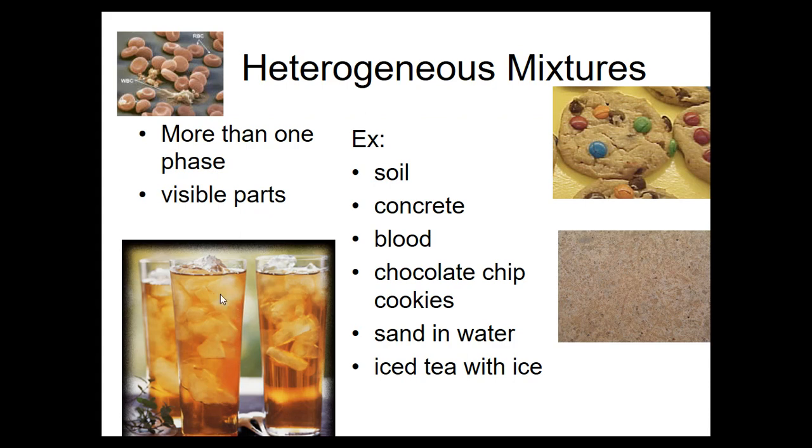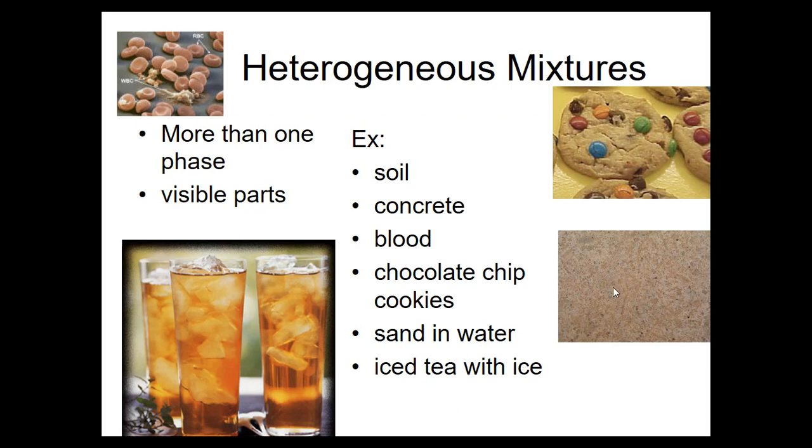But if we look at these cookies with M&Ms in them up here, we see that it also has two phases. They're both solid in this case. One of them has a candy coating with some chocolate in the center. The other is your cookie dough that's been cooked. These have visible parts, and it'd be very easy to take those M&Ms out and eat the cookie without the M&Ms. Likewise, we could take the ice cubes out of our iced tea and drink the tea without the ice cubes.